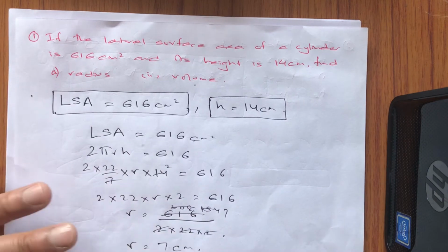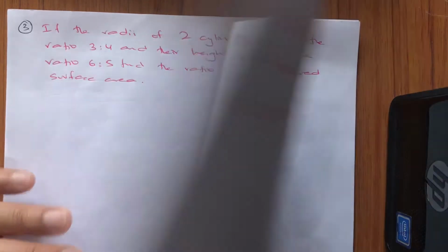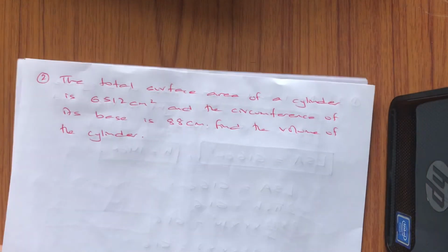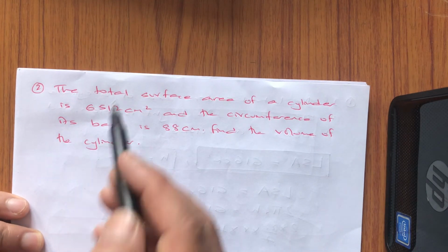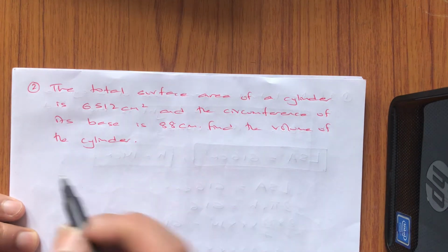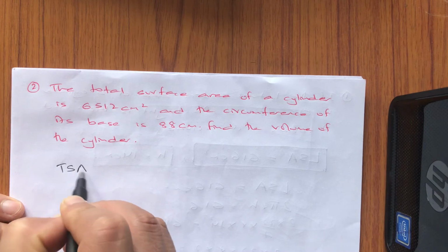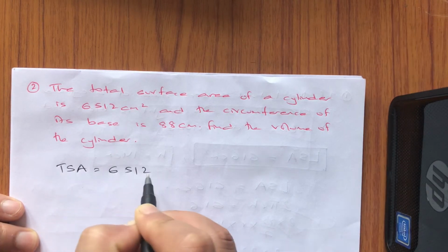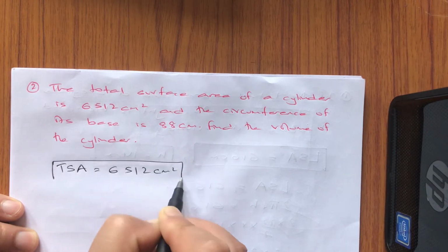And then you can solve the sums accordingly. So that's the first step. Now let's move on to the next question. It says, the total surface area of a cylinder is 6512 centimeter square. So that is the information that has been given.